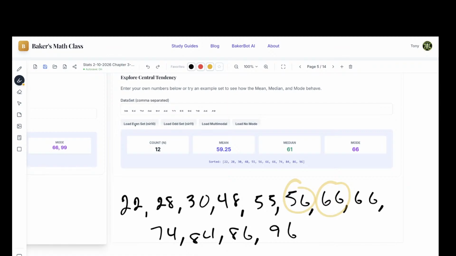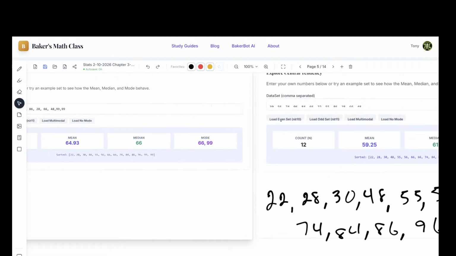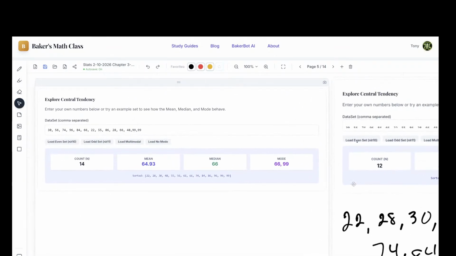Mode. In this set of numbers, we're looking at the ones that appear most often. In this case, there's only one. The 2 66 is right there. But if we go back and look at the one I just did over here when I added the 2 99s, you'll notice my mode is now 66 and 99. Okay, so we can have multiple modes in there.